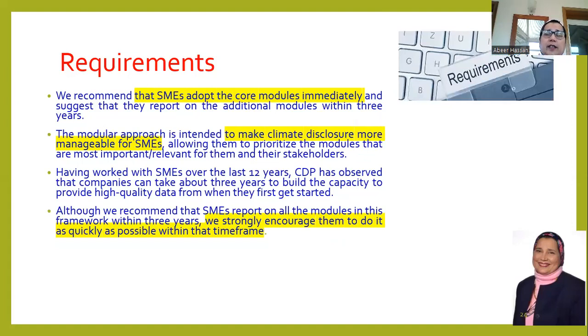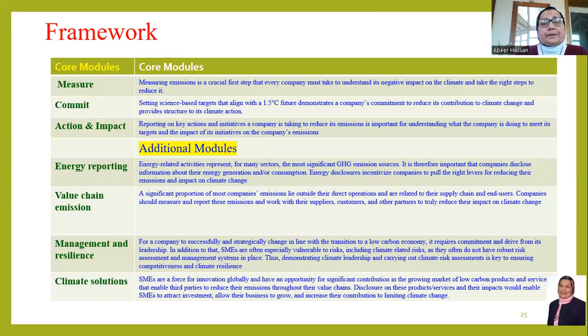When they issued the framework, the recommendation was that SMEs adopt the core modules immediately, and at least engage with them immediately. These are the modules or factors or variables that the framework asks SMEs to report on: measure, commit, action, and the impact. This is what they really need to see within each SME. Measuring emissions is a crucial first step that every company must take to understand its negative impact on climate and take the right steps to reduce it.